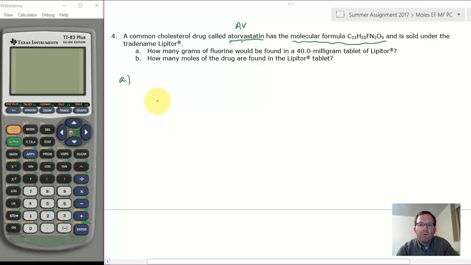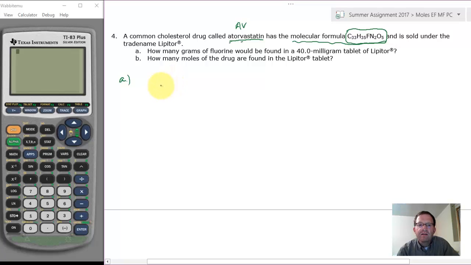And so what they're asking in this case is for the fluorine part of this molecule. So if you look at this molecule, it contains carbon, hydrogen, fluorine, which is the one we care about, nitrogen and oxygen, and there's only just a little bit of fluorine in there in that whole big molecule. And this question wants to know about how much fluorine is in one 40 milligram tablet.